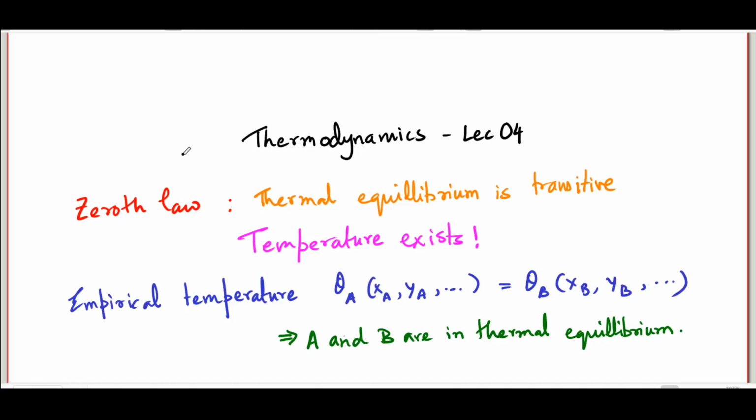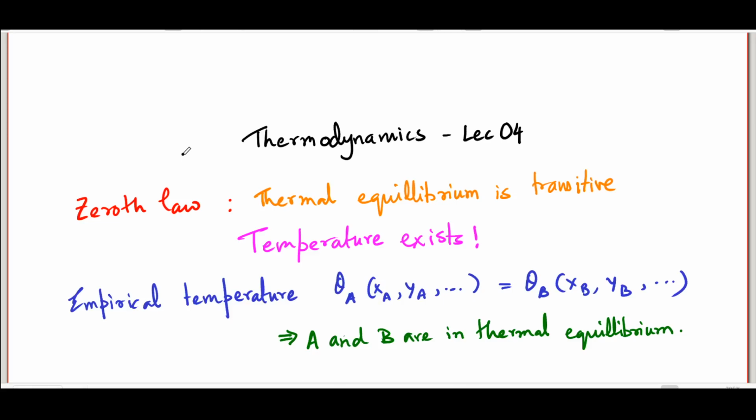This is the fourth lecture in my series on thermodynamics. In previous lectures, we have met the zeroth law, which essentially says that the property of thermal equilibrium is a transitive property. And what it says physically is that the quantity that we all know as temperature exists.